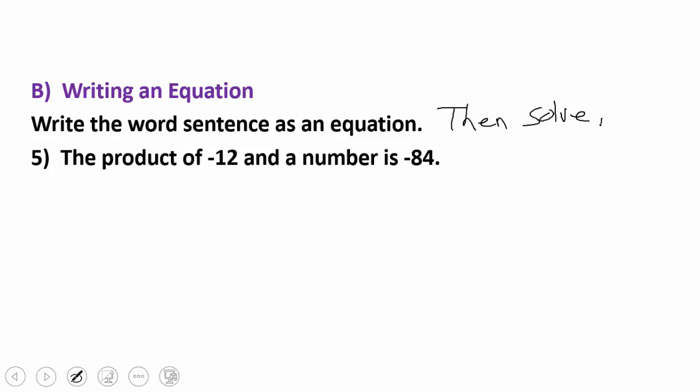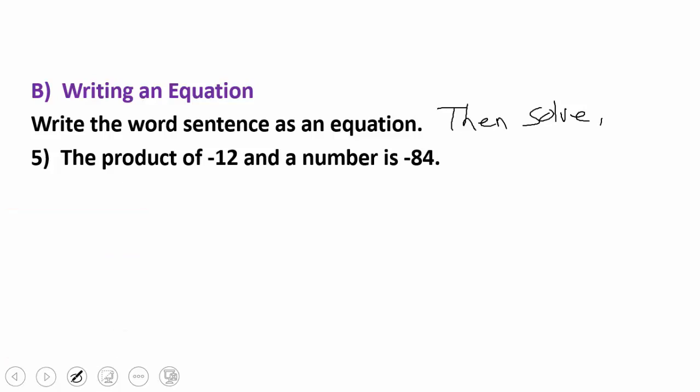Number 5, the product of negative 12 and a number is negative 84. Notice I made a mistake the first time I was reading, so I stopped, I went back, and I reread for understanding. You need to do that. If you need to read that question 2 or 3 times, make sure you do that. The product of negative 12 and a number is negative 84.